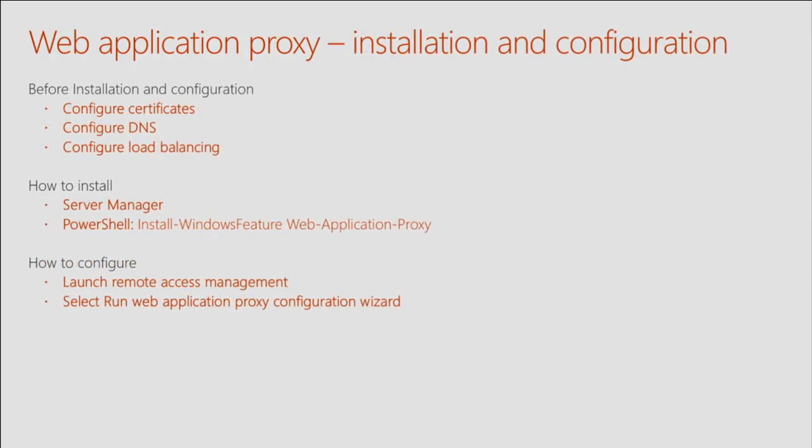Simple thing here, it kind of walks you through installing the Windows features for Web Application Proxy, what you'd have to do to install it, and some of the prerequisites: the fact you have to have certificates, you have to have DNS, you have to configure some sort of load balancing if you're going to have more than one Web Application Proxy in place. And you can use Server Manager or PowerShell to install it. You can launch it through Remote Access Management, or you can select just the Web Application Proxy Configuration Wizard and see the details of the Web Application Proxy.